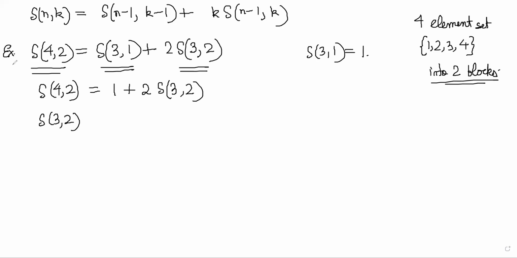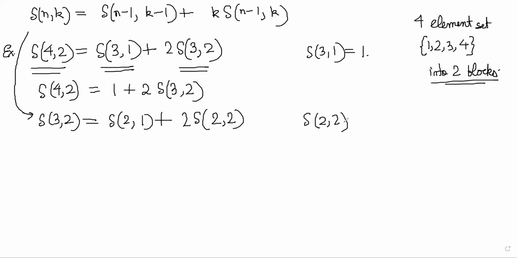So for S of 3,2 we will apply this recurrence again. It is going to be S of 3 minus 1, 2 minus 1, that is S of 2,1, plus 2 into S of 3 minus 1, 2, that is S of 2,2. So now we know that S of 2,2 is also equal to 1 because two elements into two blocks, that is only one way, right?